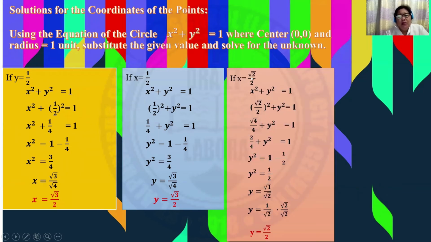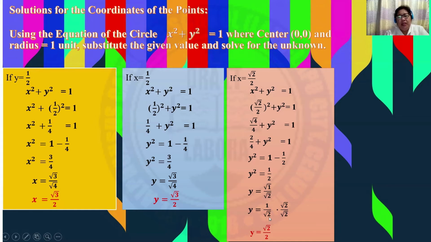Next, if x is equal to square root of 2 over 2, then we are going to change x into square root of 2 over 2, then take the square. So we have square root of 4 over 4. Square root of 4 is 2 over 4, and this 2/4 can be reduced into 1/2. Then transpose 1/2, then we will have now 1 minus 1/2. So that is equivalent to 1/2. Take the square root of 1/2, so square root of 1 over square root of 2, which is equivalent to 1 over square root of 2.